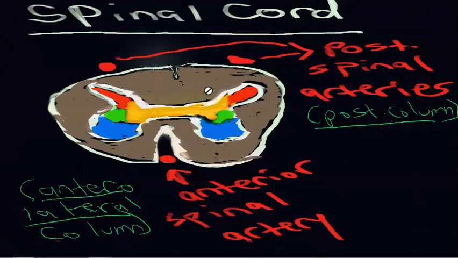And there you have it. That's the anatomy of the spinal cord. You have gray matter on the inside and white matter on the outside.